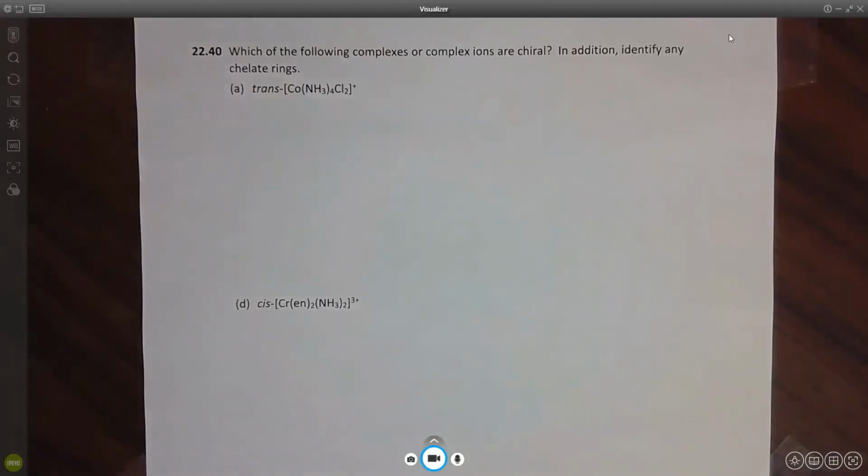Okay, next let's try number 40 from chapter 22. It says, which of the following complexes or complex ions are chiral? In addition, identify any chelate rings.